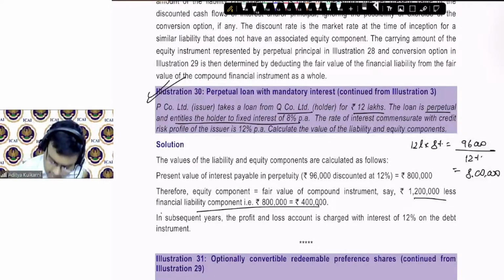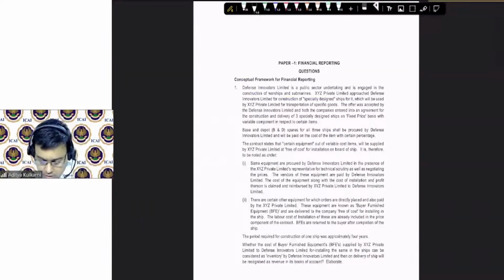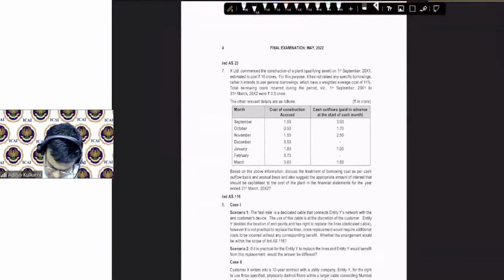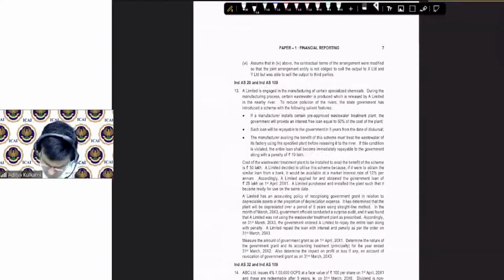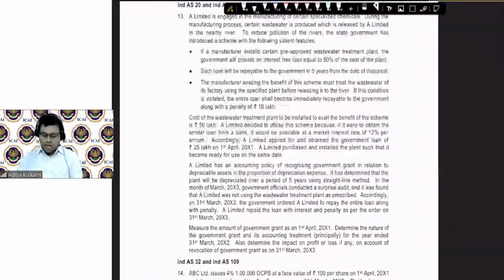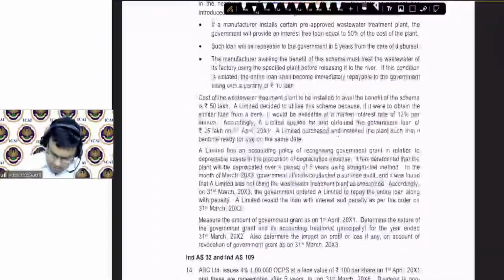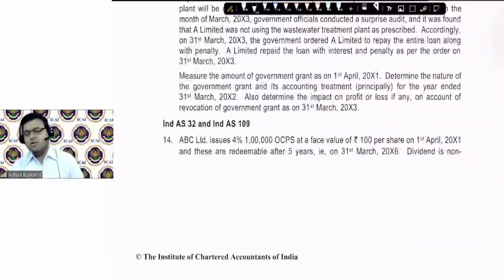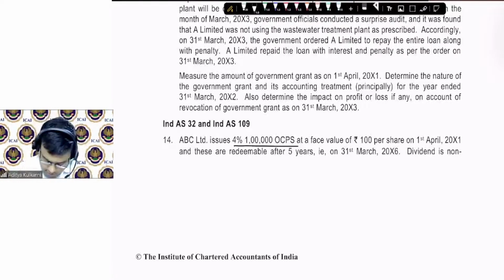Okay. Let us now come to RTP May 2022 question number 14. All right. ABC Limited issues 4% 1 lakh OCPS. You know what is OCPS? Optionally convertible preference shares. At a face value of rupees 100 per share on 1st April 20x1. And these are redeemable after 5 years.